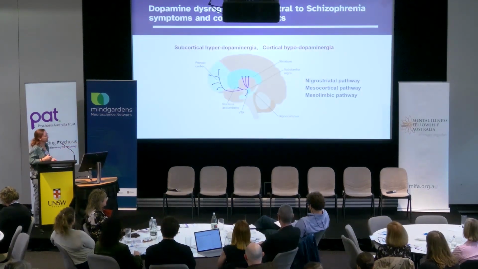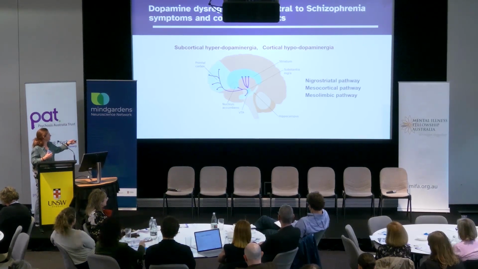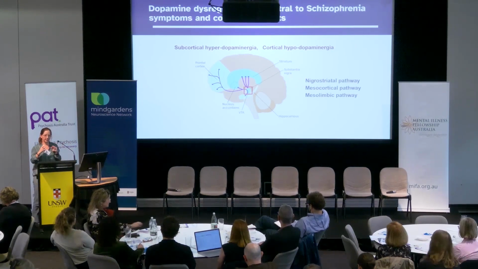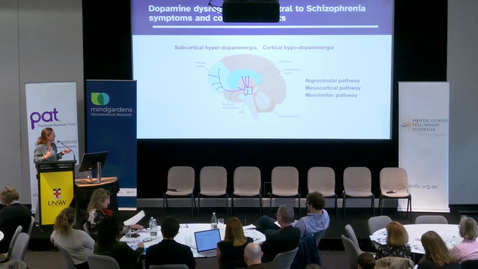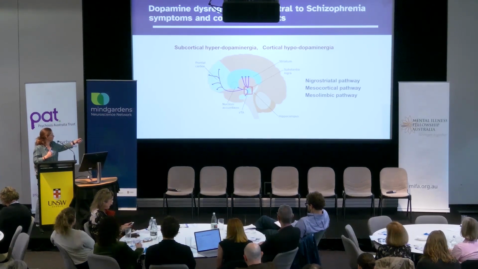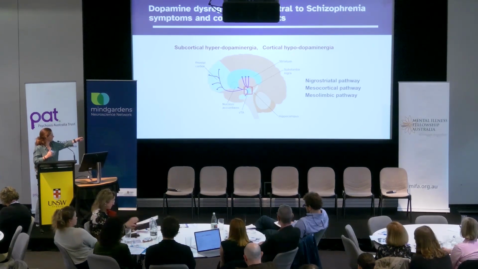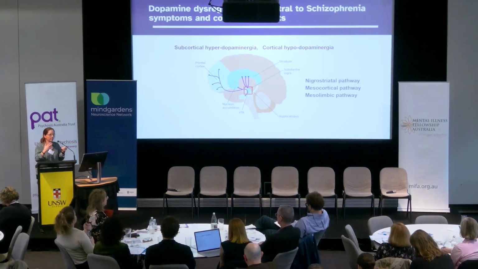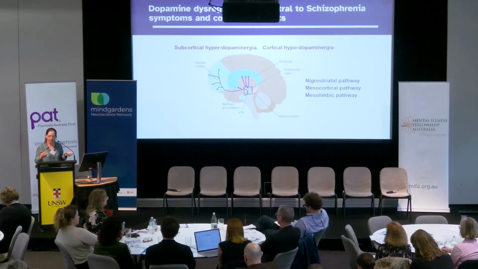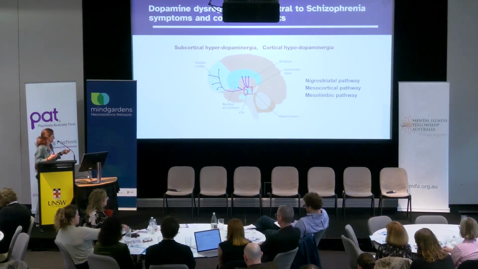So we know that dopamine dysregulation is core to psychosis. We know that too much dopamine in the striatum underlies psychosis, and we know that the cell bodies of the dopaminergic neurons that dump too much dopamine into the striatum are found in a part of the brain called the midbrain, which has two subregions, the substantia nigra and the ventral tegmental area. And these are the regions of the brain that I'm really interested in understanding the molecular changes that might contribute to symptoms.